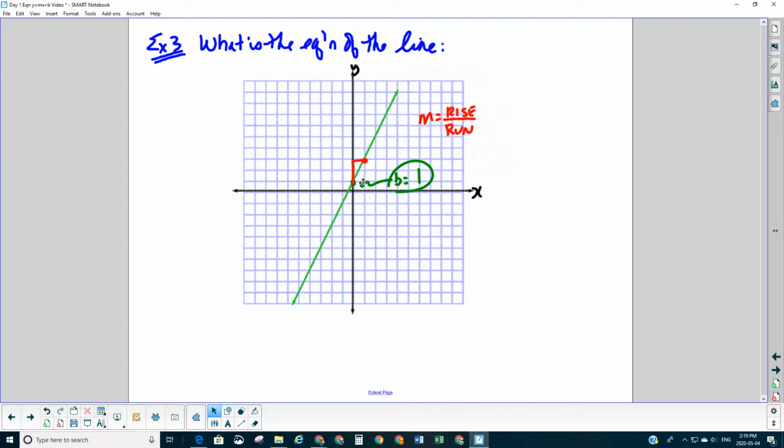And so I'm going to draw this slope triangle and go to this point. And then I can just count my rise and run. I'm rising 2 units and running 1 unit.